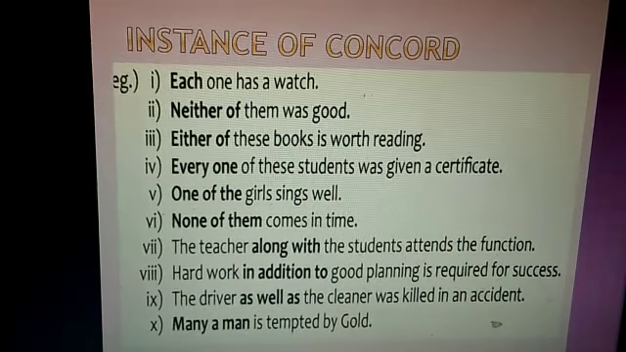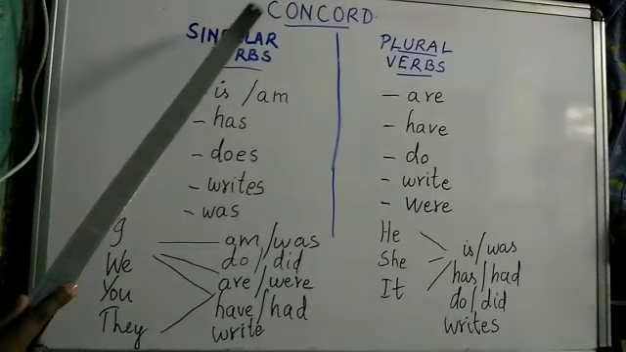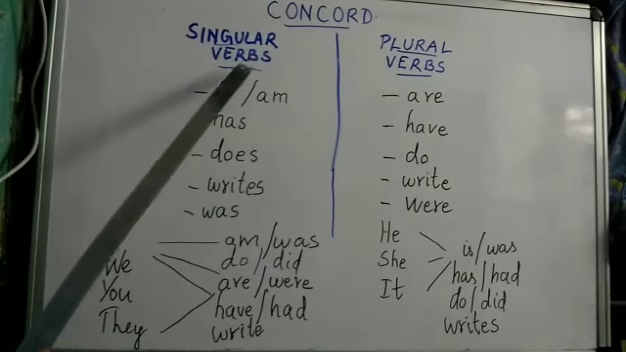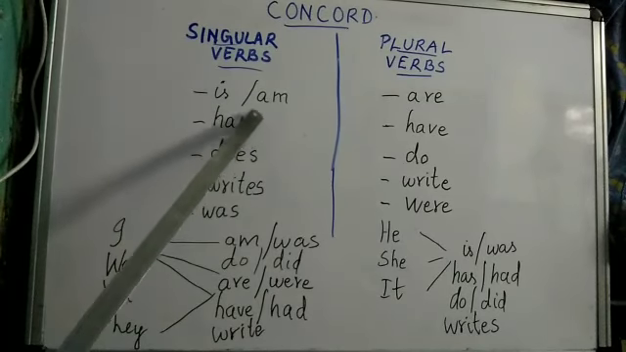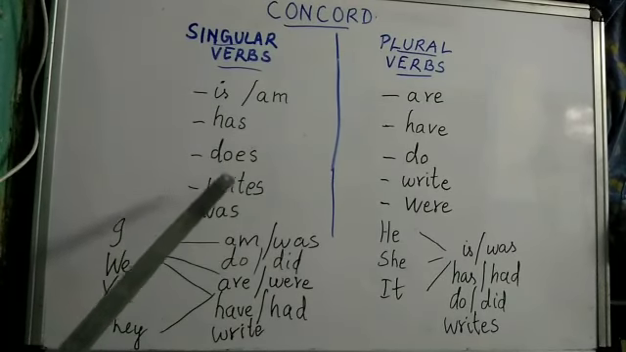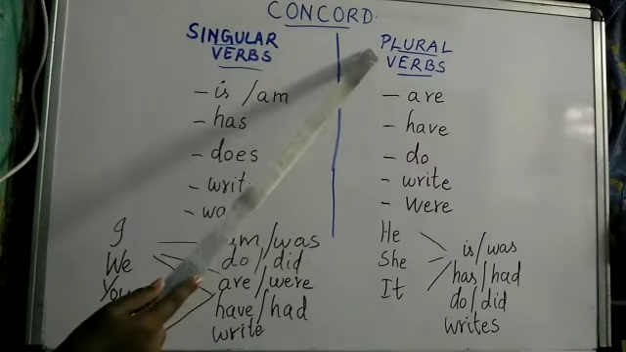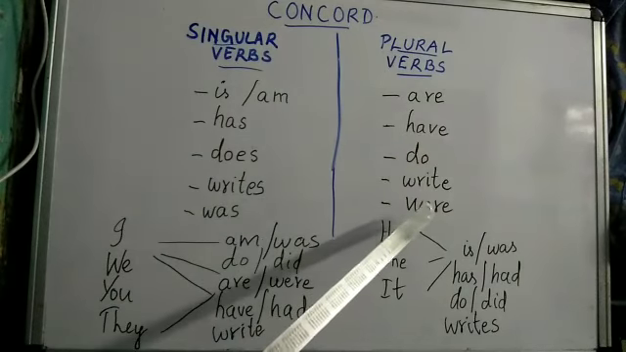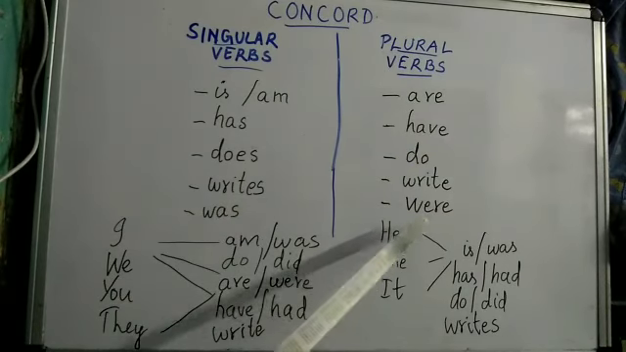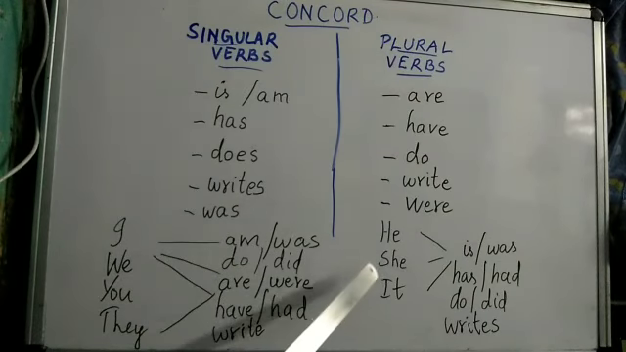So we shall see on the board now. At first we shall see the singular verbs. What are singular verbs? Is, am, has, does, writes, was. Plural verbs are, have, do, write, were. Singular verbs are used with singular nouns, plural verbs with plural nouns.